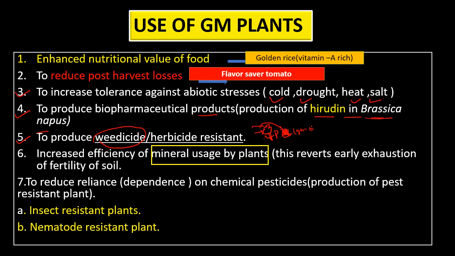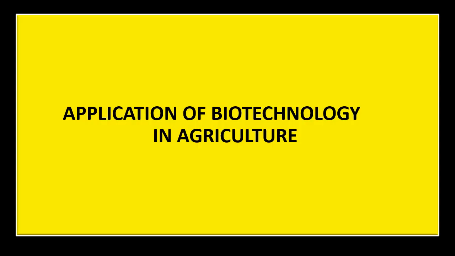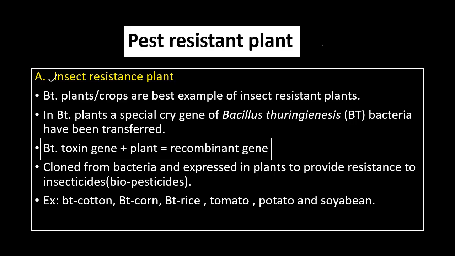Another is increased efficiency of mineral use by plants. This prevents early exhaustion of fertility of the soil. It means the efficient mineral use helps prevent early exhaustion of soil fertility. Another is to reduce dependence on chemical pesticides, through the production of pest resistant plants, insect resistant plants. Application of biotechnology in agriculture.